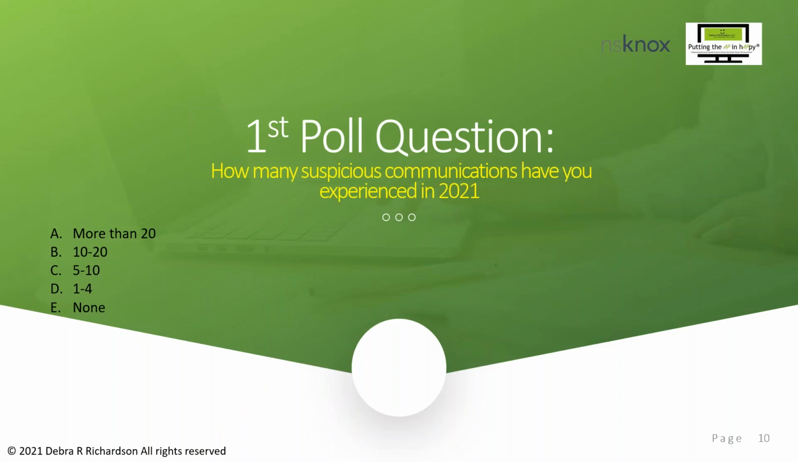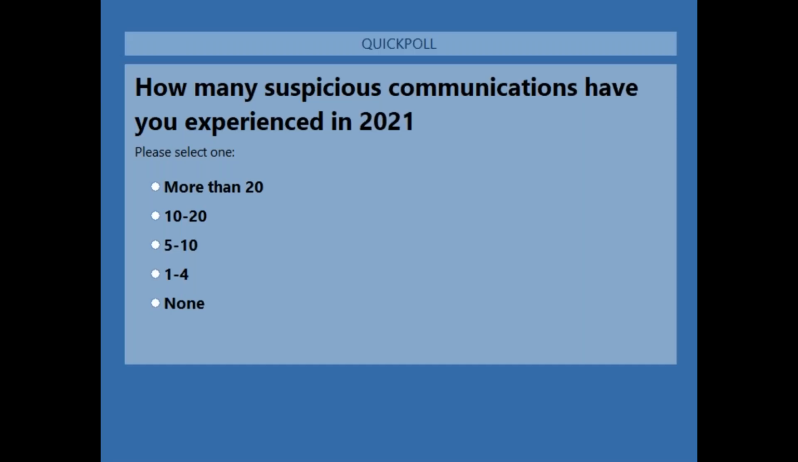So we're going to go ahead and I will launch our first poll question now that we have talked all about internal and external fraud. So the first poll question is, and I'm going to launch this. All right, so you should see it on your screen. How many suspicious communications have you experienced in 2021? More than 20, 10 to 20, 5 to 10, 1 to 4, or none.